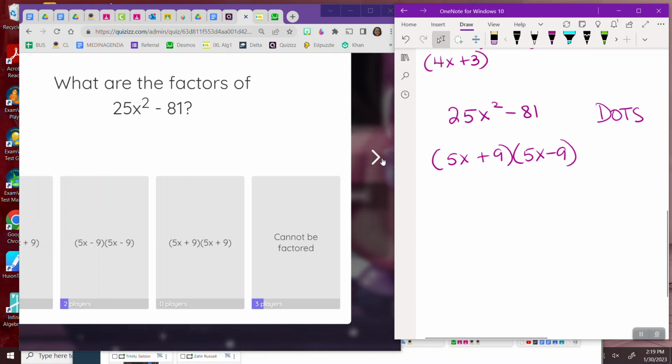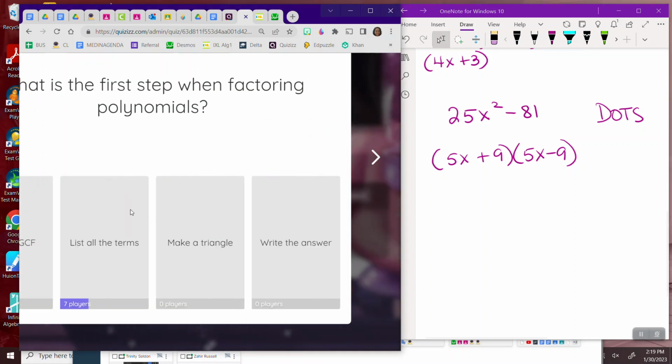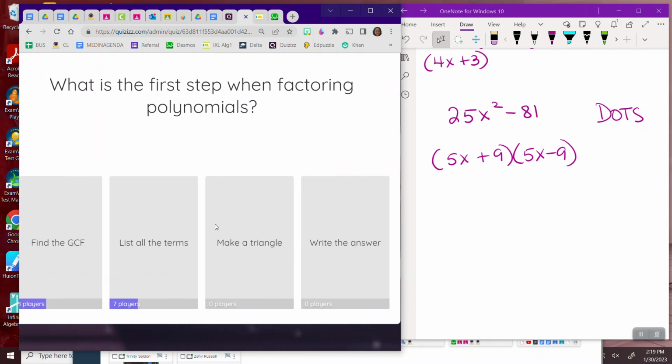Everybody's was scrambled. I lost count of the numbers, so that's why I'm not going to do them. What is the first step when factoring polynomials? Finding the GCF. Clear? First step in factoring is always finding the GCF.